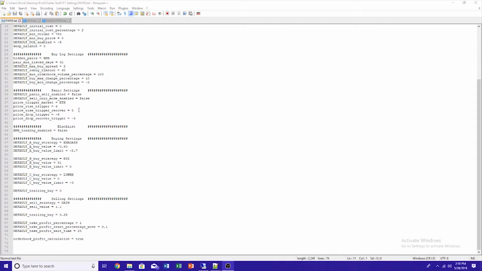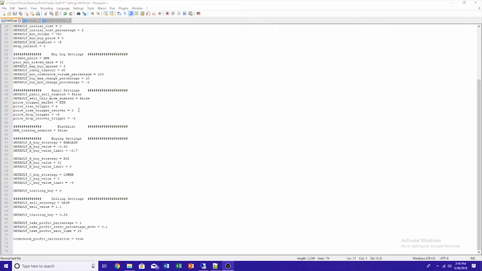So panic settings, this is obviously what it states. It's the panic settings. The panic sell only mode, or sell enabled: don't ever set that to true, because if you set that to true, all the coins that you have are just going to start selling off at a negative percentage. You're going to be losing money.